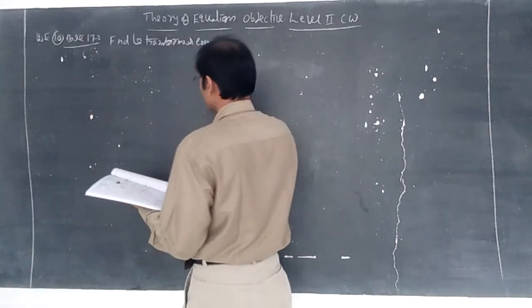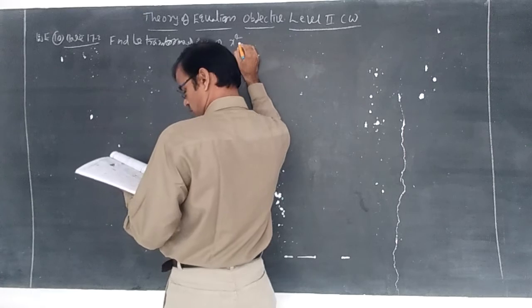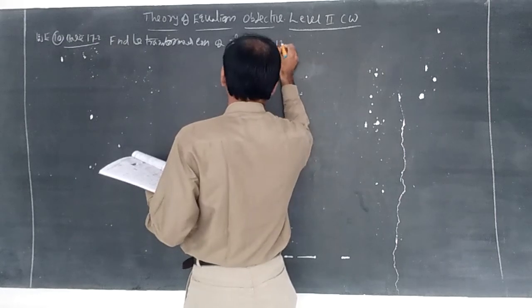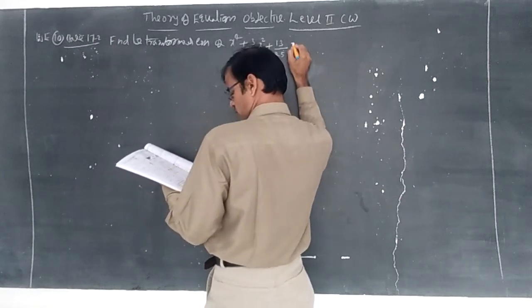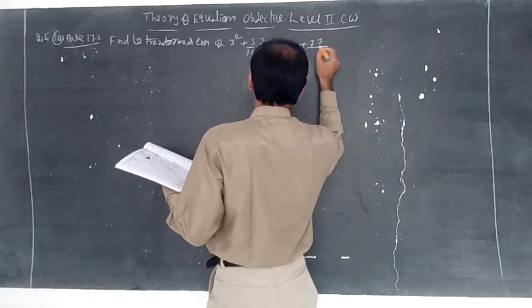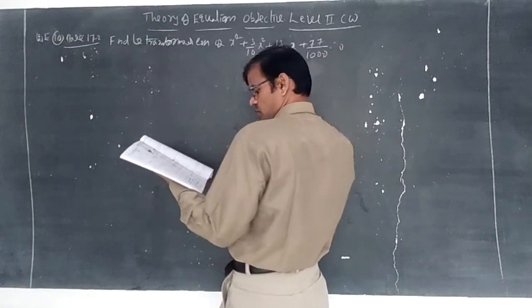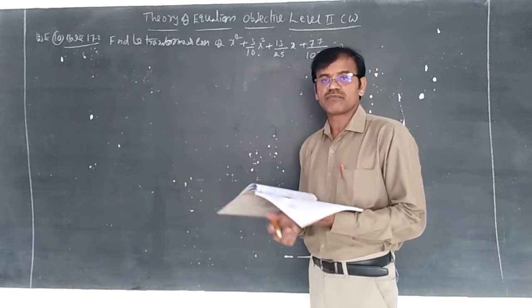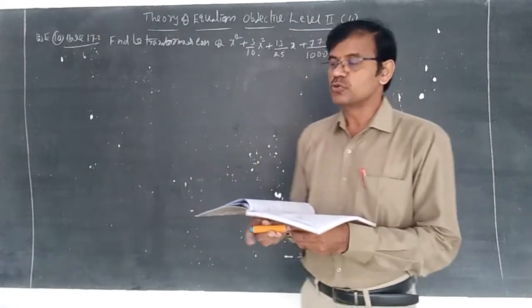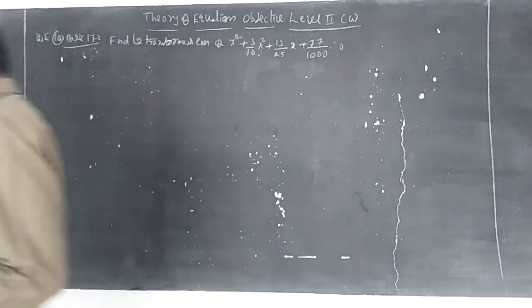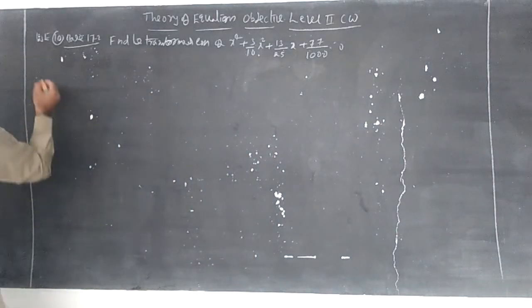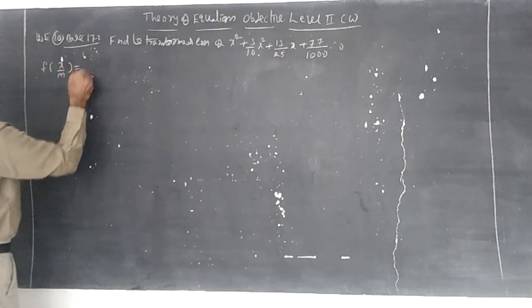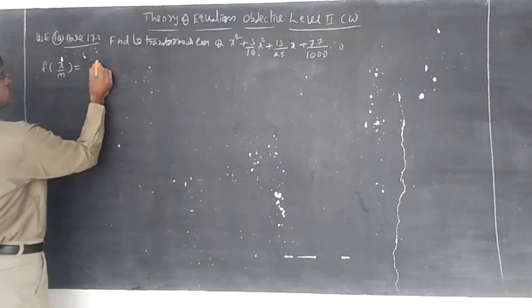Find the transformed equation of x power 4 plus 3 by 10 into x square plus 13 by 25 into x plus 77 by 1000 equal to 0 with integral coefficients and unity for the coefficient of the first term. First term coefficient should be unity. So unity means the leading coefficient is 1. So for that, to get the first term coefficient as unity, you should substitute x by m for x.